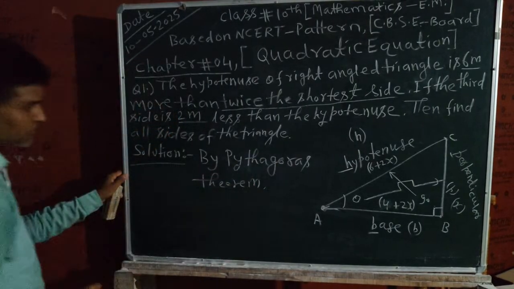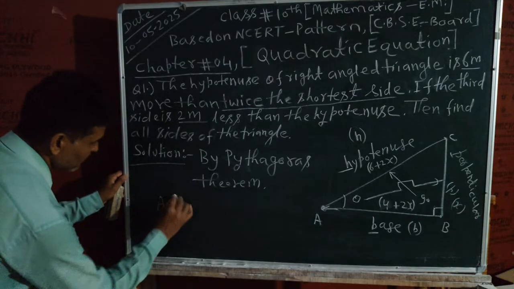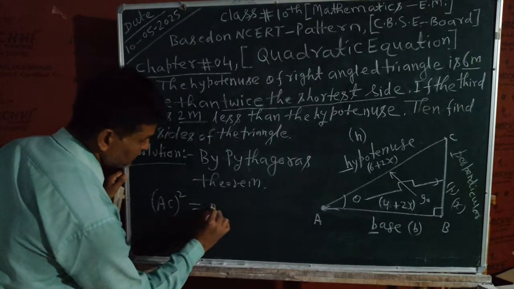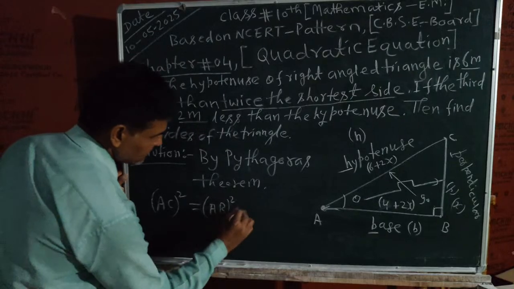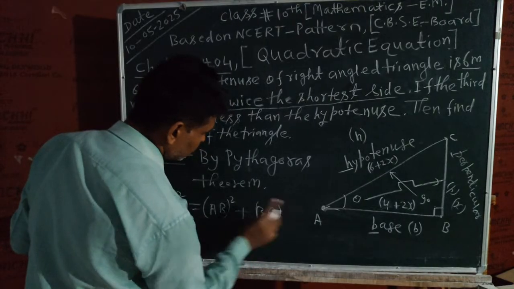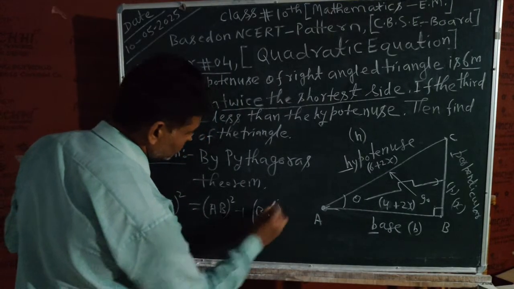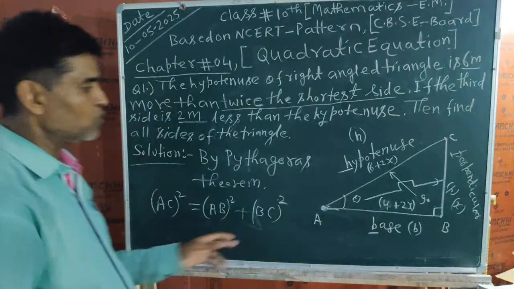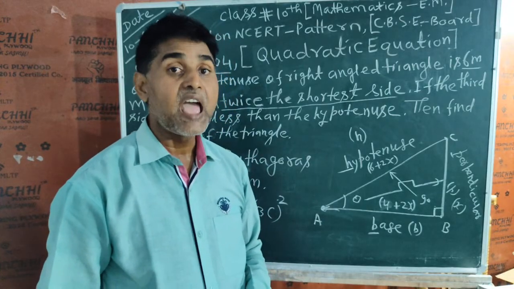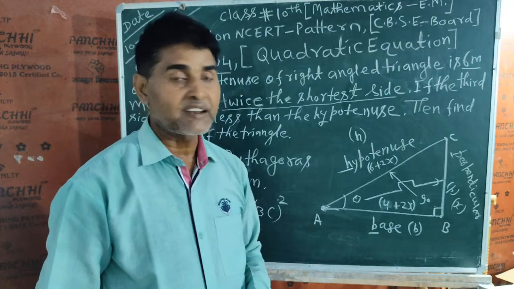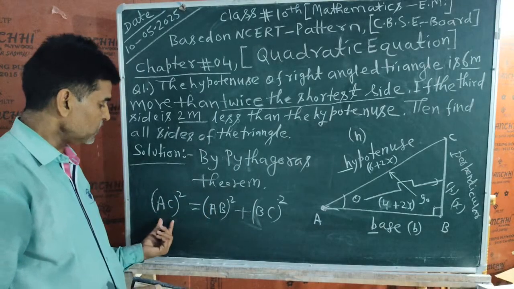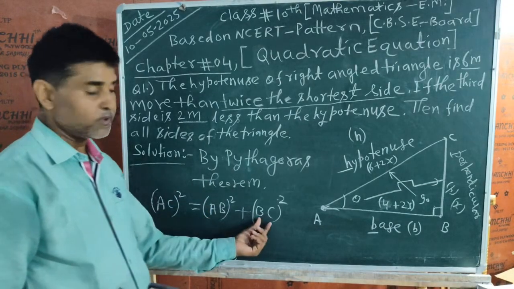By Pythagoras theorem, I will write here hypotenuse square, meaning AC square, which is equal to base square, meaning AB square, plus perpendicular square, meaning BC square. This is the concept of Pythagoras theorem in a right angle triangle, because Pythagoras theorem only applies in a right angle triangle. It means that a triangle has three angles and one angle will be 90 degree. In that triangle I can apply Pythagoras theorem. So by Pythagoras theorem, hypotenuse square is equal to base square plus perpendicular square.